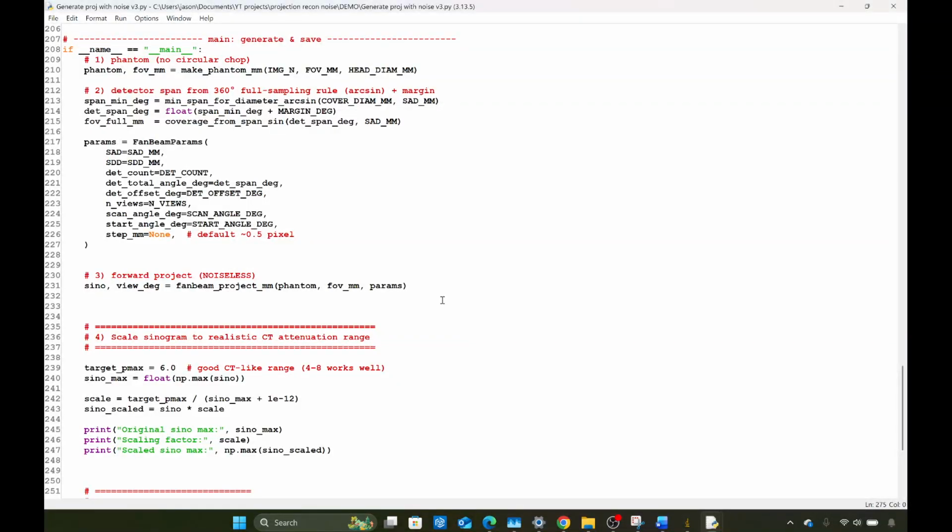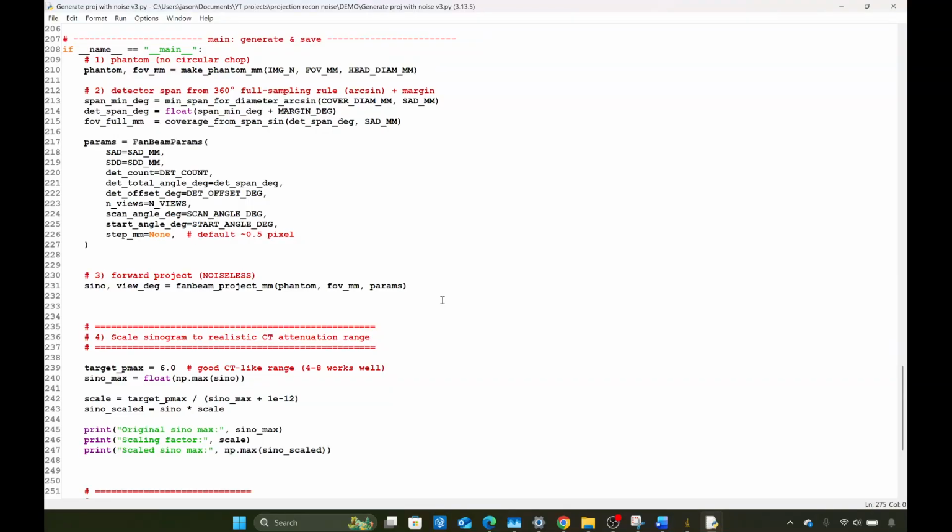Today, I want to show you something powerful. We are going to simulate CT noise starting from projection acquisition, not by simply adding noise to the reconstructed image, but by modeling photon statistics first, and then reconstructing using filter backprojection. We'll compare three cases: noiseless projection, high dose, and low dose. And you'll see exactly where CT noise really comes from.